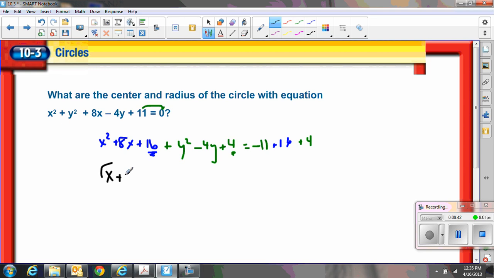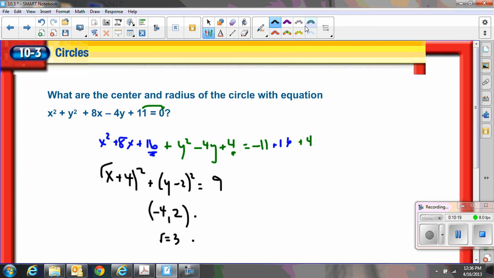Factor. So this will factor into x plus 4 squared plus y minus 2 squared equal to -11 plus 16 is going to give me 5, plus 4 more is going to give me 9. This puts the center of my circle at -4, 2, and it gives me a radius of my circle, square root this number, of 3. There's your center, there's your radius, and there's a smiley face.